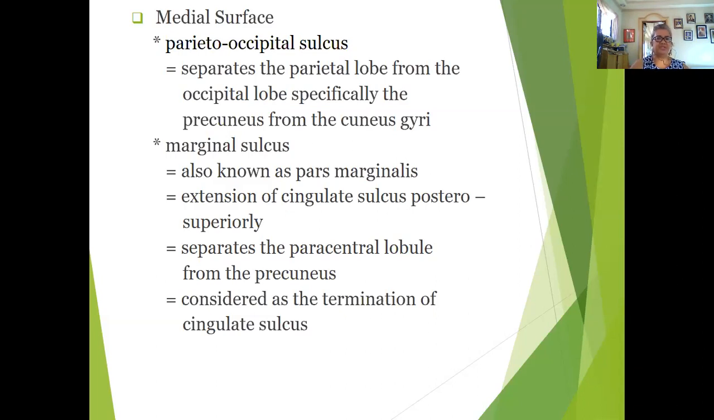Then you have the marginal sulcus, known also as the pars marginalis. This is an extension of the cingulate sulcus posterior-superiorly and separates the paracentral lobule from the precuneus and is considered as the termination of the cingulate sulcus.